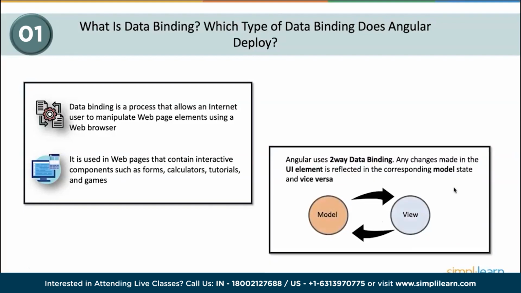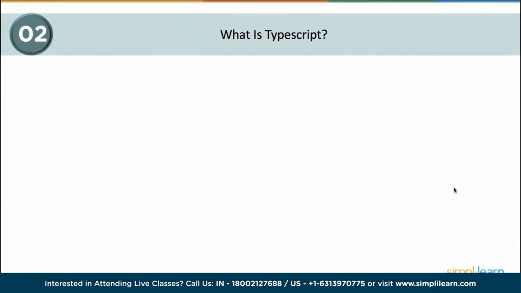You can see here it says Angular uses two-way data binding. When a change happens in the model, it will be reflected in the view, and when a change happens in the view, it will affect the model also. So it is typically used to keep the model and view in sync with each other for data interchange. What is TypeScript?